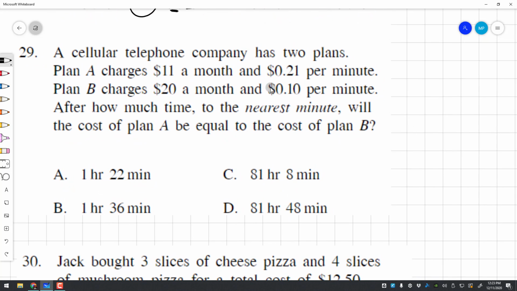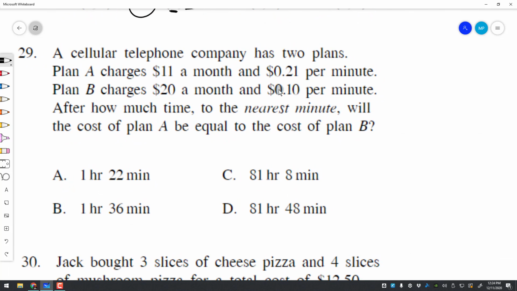29 and 30 are system of equations word problems. A cellular telephone company has two plans. Plan A charges $11 a month and 21 cents per minute. Plan B charges $20 a month and 10 cents per minute. After how much time to the nearest minute will the cost of Plan A equal the cost of Plan B? Wow, lots of stuff to come up with there. So one, let's talk about finding the cost of each of these plans for 1 month. So let's do the cost for 1 month.